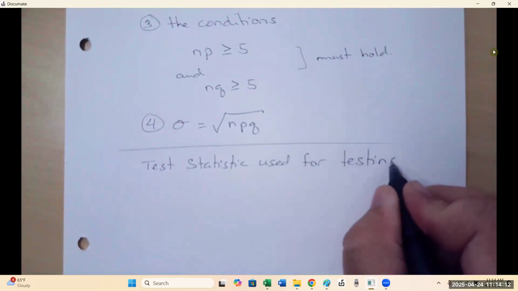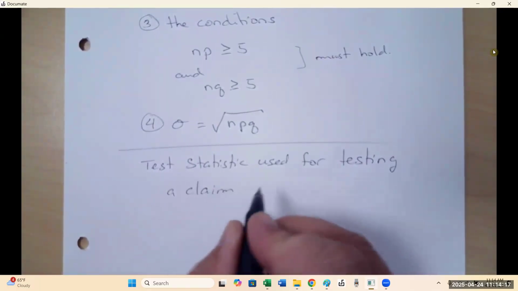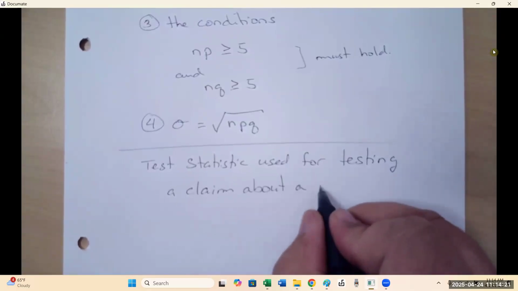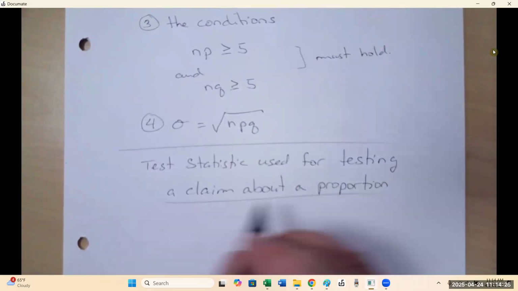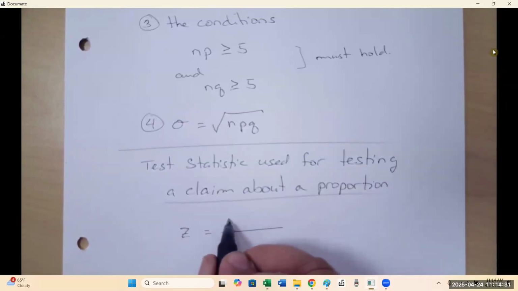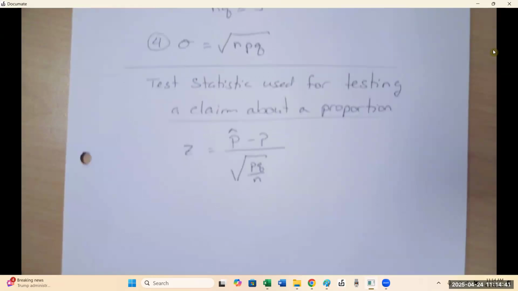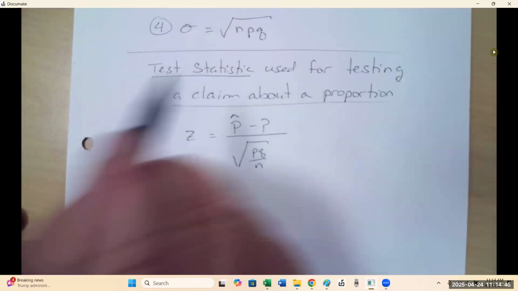The test statistic for testing a claim about a proportion is the z-value: p hat minus p over the square root of pq over n. So that's your test statistic.